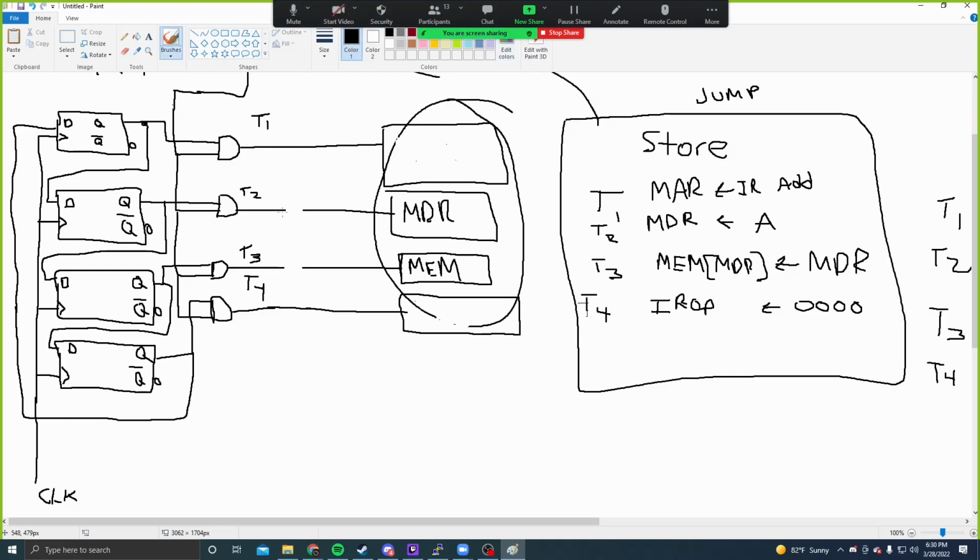That's why I did the little break, because I don't want to redraw it. Can you post the drawing you made in the Discord? This is the case of store.